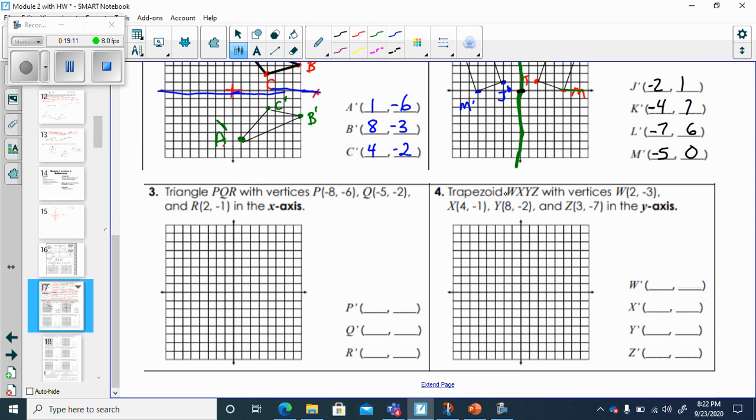Let's look at 4. If you've got trapezoid W, X, Y, Z, and here are your vertices, all you've got to do is plot these and reflect these over the y-axis, right? Here's your y-axis. Go ahead and draw our y-axis in. So we'll see what we're going to be reflecting it over. Let's plot our points. W is at 2, -3. Start at our origin. We go over 2 and down 3. There's your W.